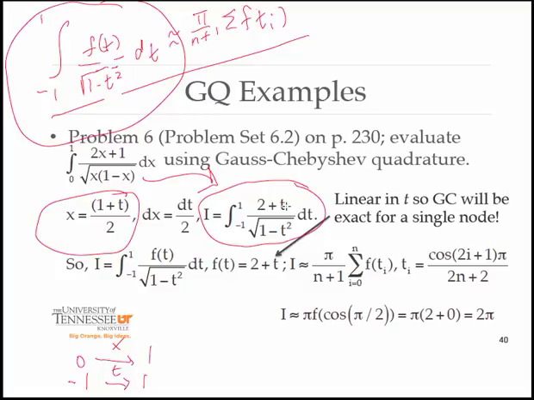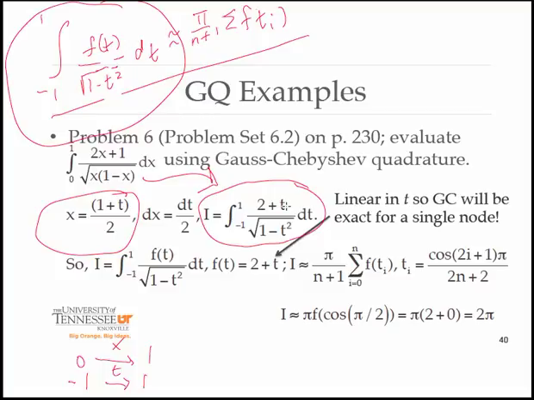Now, what that means, of course, is since it's just a linear function, and we know that Gauss quadrature rules are exact for polynomials up to degree 2n plus 1, this will be exact. There will be no approximation. It will be exactly correct.